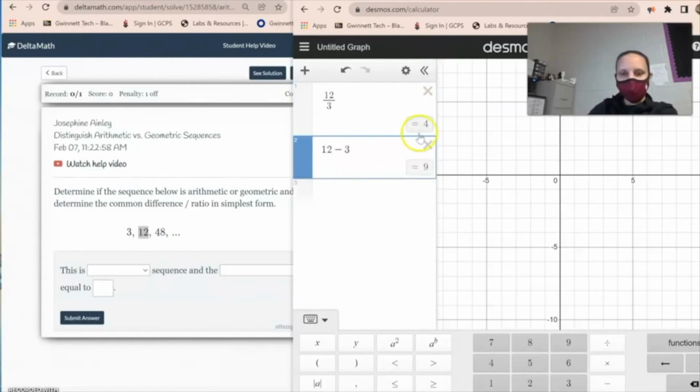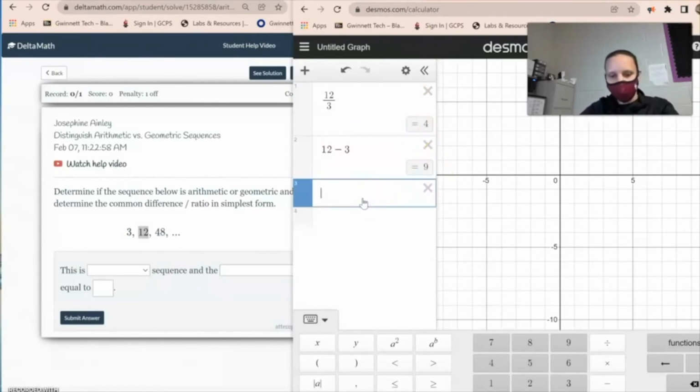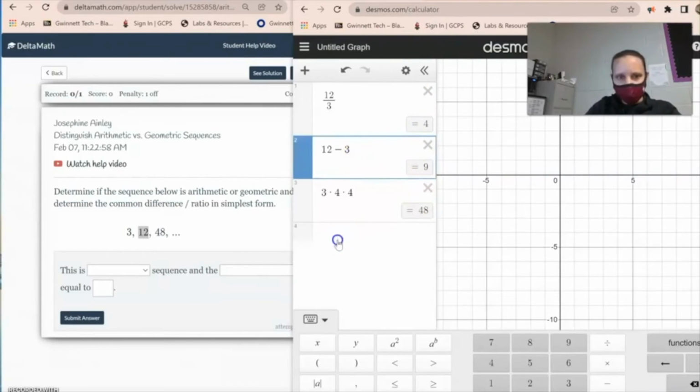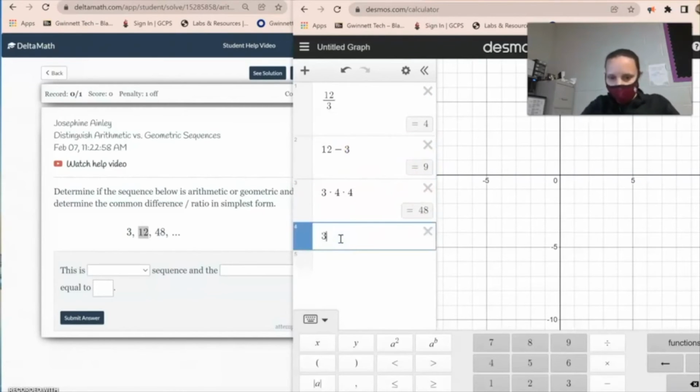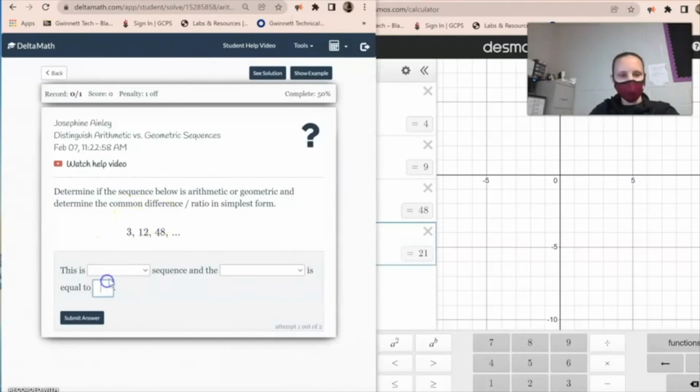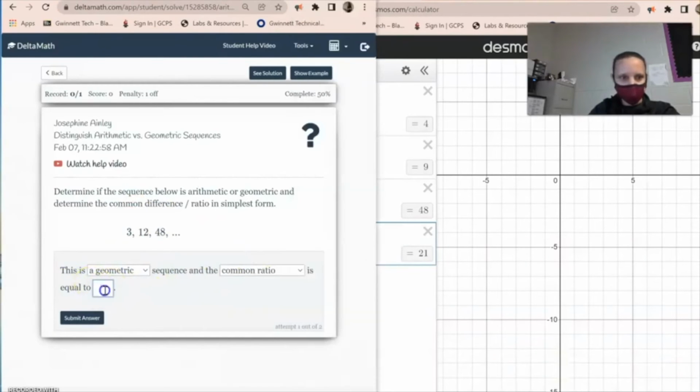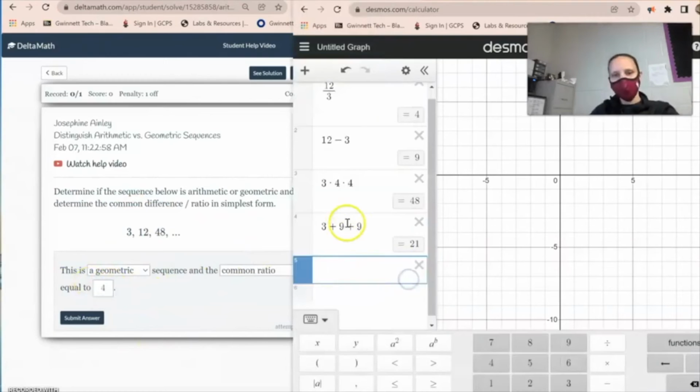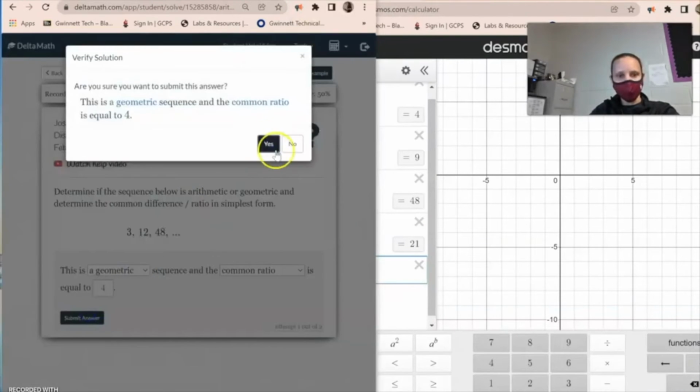All right, so it could either be multiplying by 4 or I'm adding 9, one of the two. So let's check. If I do 3 times 4, I get 12. If I do times 4 again, do I get 48? I do. Whereas this one, I'm adding 9, right? So this one is saying 3 plus 9. I get the next number 12, but if I add 9 again, do I get 36? I don't. So this one is geometric, and the sequence has a common ratio, and it's equal to, what was I multiplying by? 4. Okay, so once you decide which one it is, you answer the questions.